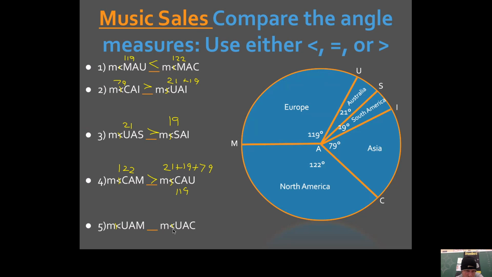Last one, measure of angle UAM. That's 119. Compare that with the measure of angle UAC. We just figured that one out. Angle CAU and angle UAC, it's the same measure. They're the same angle, so 119. These two things are equal.